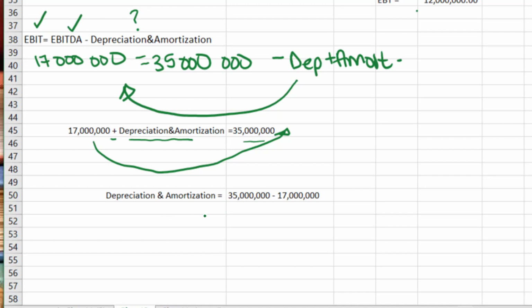Okay, so now we've got to a place where we can solve for that depreciation and amortization. I took that 17 million, moved it to the other side of the equal sign. So here it's positive 17 million. When I move it across, it becomes negative. So that's how I got here. I have depreciation and amortization equals 35 million minus 17 million. And so my final answer, I can solve for that now.